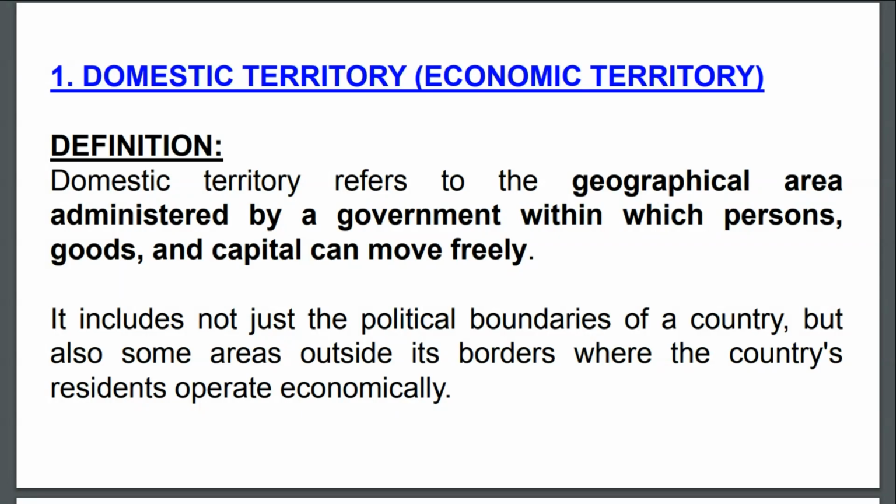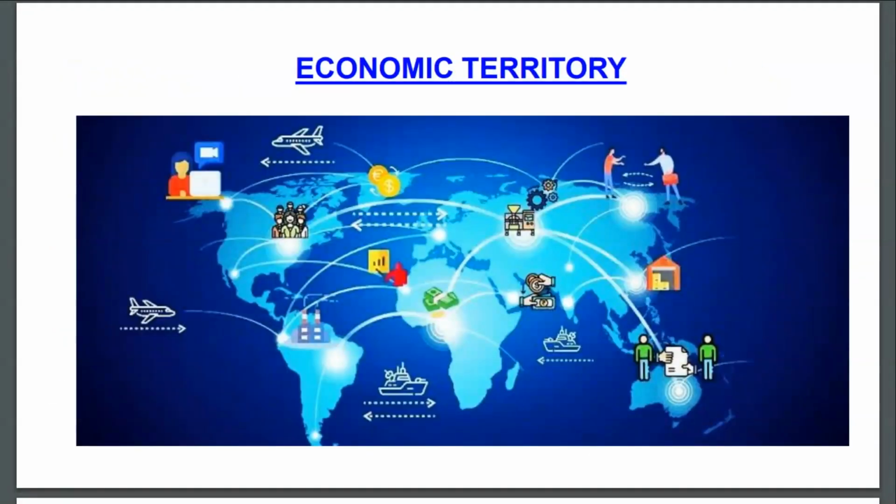If you can see here, you can have the global map where people move everywhere, but this is not what we call economic territory. We go to a foreign country, we come back from there. That particular activity is not what we call economic territory or domestic territory. Rather, you have examples here, simply what you already know from a layman's point of view.